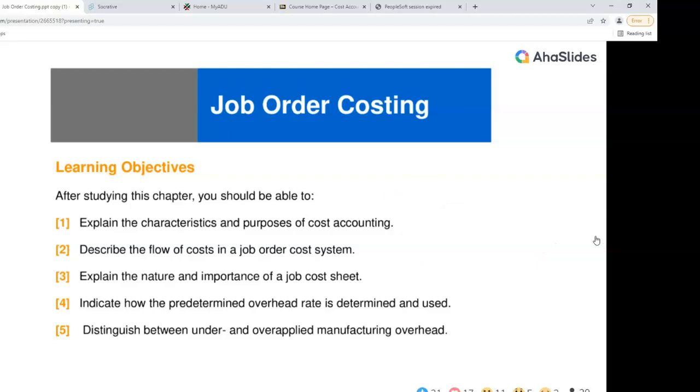Then we're going to look at how we do that. We use what's called a job cost sheet. And then we introduce the concept of predetermined overhead rate. You see, there's no problem tracing the material that went into the manufacture of my desk, the direct material. There's no problem tracing the direct labor that went into my desk. The problem is, how do I assign all the indirect manufacturing costs to my product?